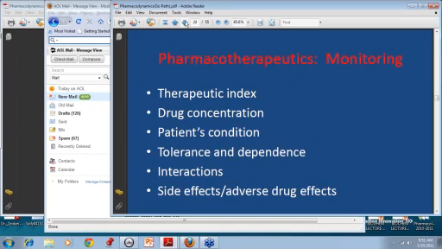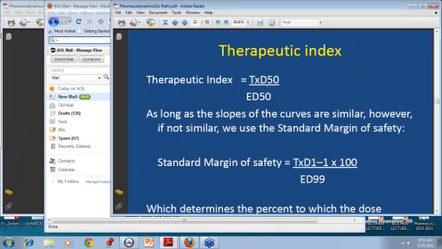This slide here shows nicely the therapeutic index. As I said, you're dealing with TD50 and ED50, so toxicity at TD50 and ED50. This ratio is a determining factor. And to be more precise, you can use the standard margin of safety.